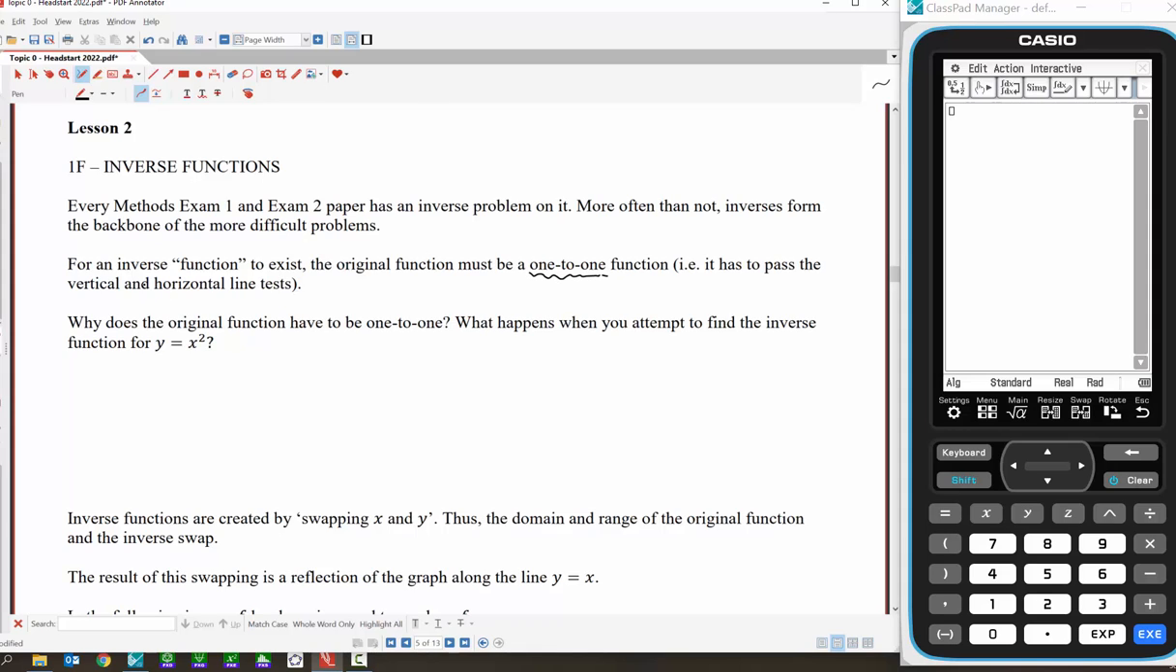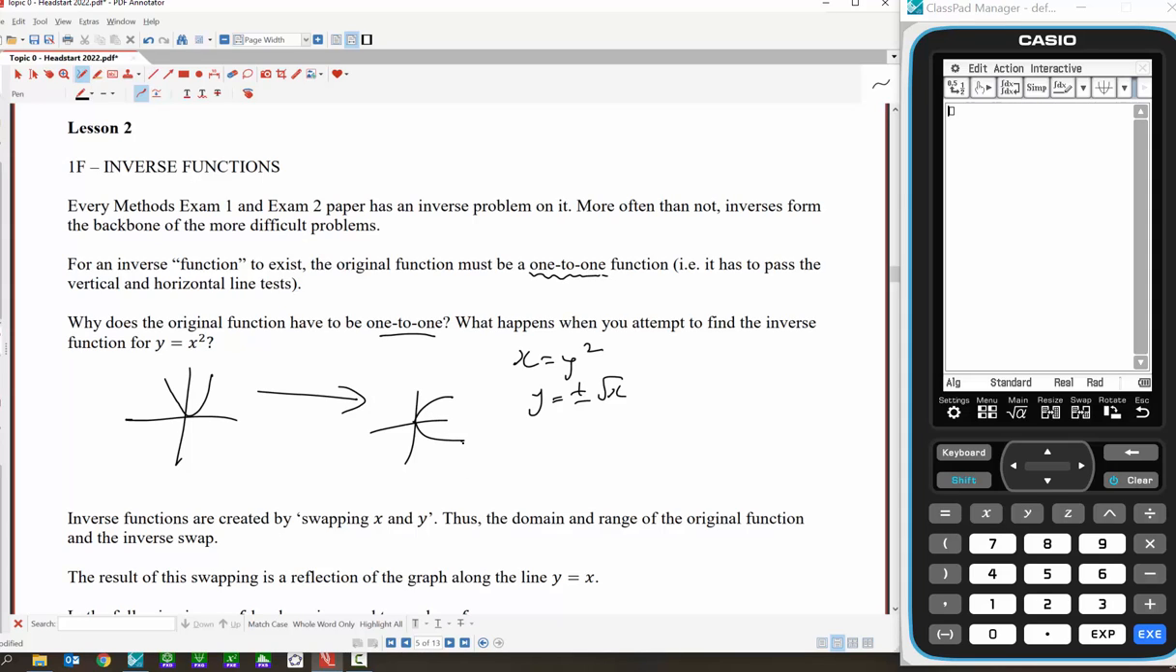So it has to pass the vertical and horizontal line tests. Now you might wonder why it has to be 1 to 1. Well, if we graph y equals x squared, which is that, and then think about the graph of x equals y squared, y equals plus or minus root x, that is the top half of the root and the bottom half of the root. So there's the inverse. This is the original and this is the inverse, but what you'll note is that the inverse is not an inverse function.